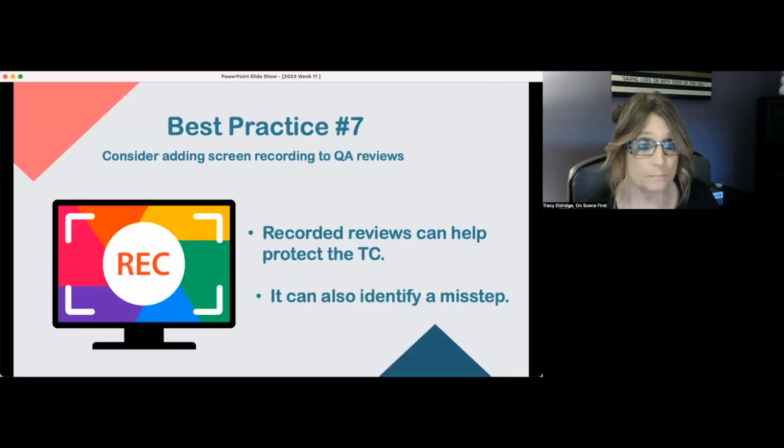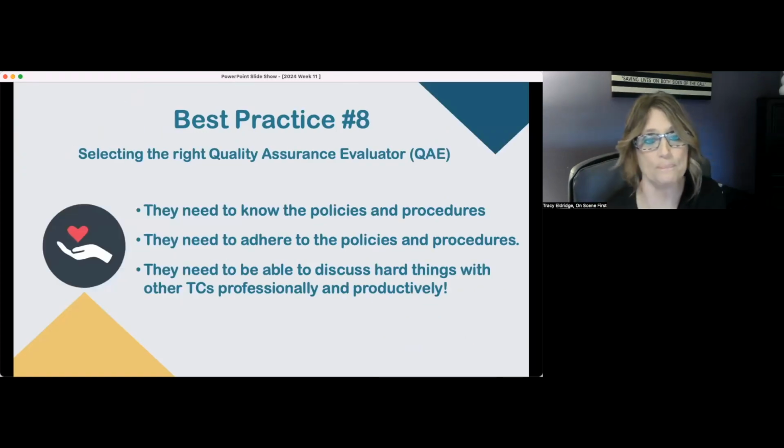Number 7, consider adding screen recording to the quality assurance reviews. Recorded reviews can help and protect the telecommunicator, especially if something goes wrong with the system. And it can also help identify any missteps in the process. So a lot of folks do not like having the screen recorded. However, it does protect both you and the agency.